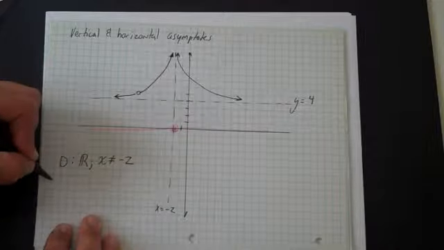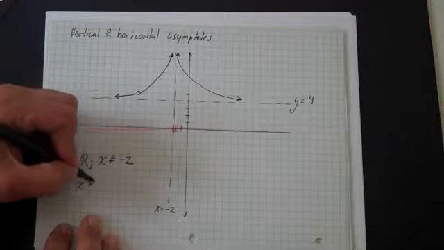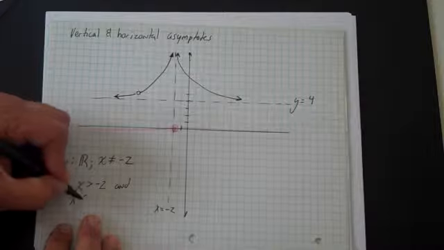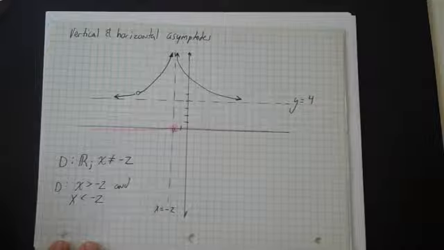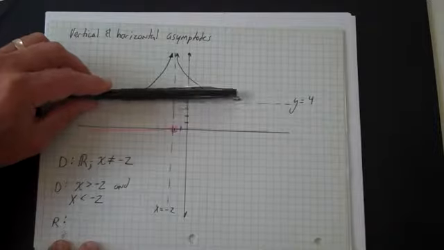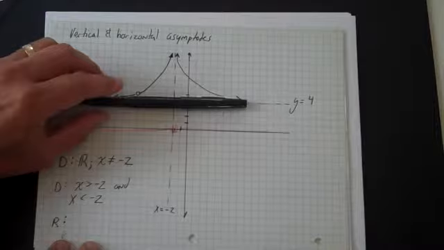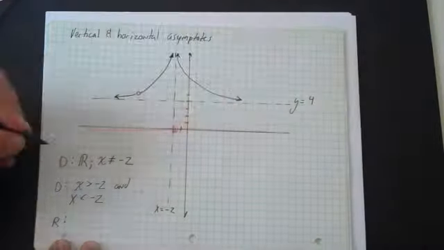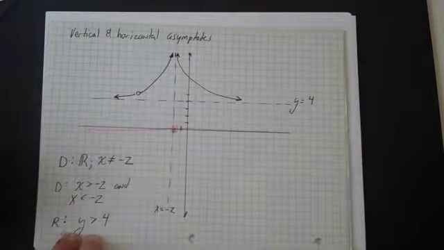An alternative way of writing that would be that x is greater than minus 2 and x is less than minus 2. And that means exactly the same thing. Now let's look at the range here. If you notice the range, first of all, it never goes below y equals 4. The question is, is it ever equal to y equals 4? Well, the definition of a horizontal asymptote is that you get closer and closer to y equals 4, but you never actually reach it. So this would be y is greater than 4, but strictly greater than.